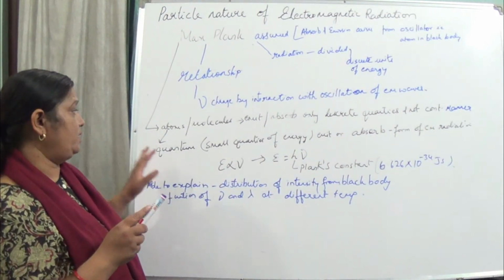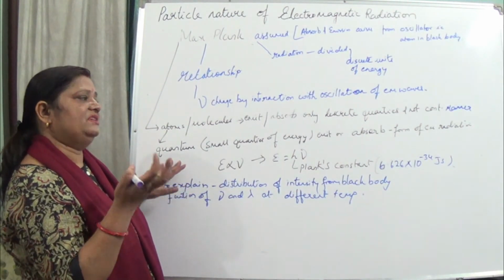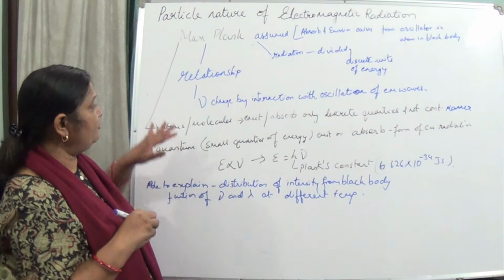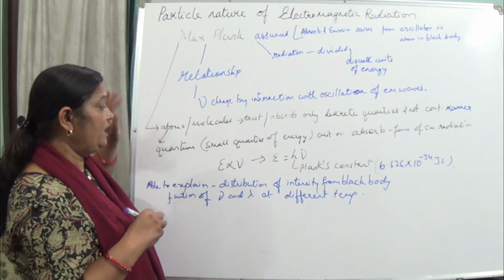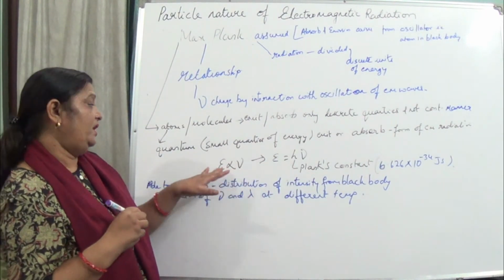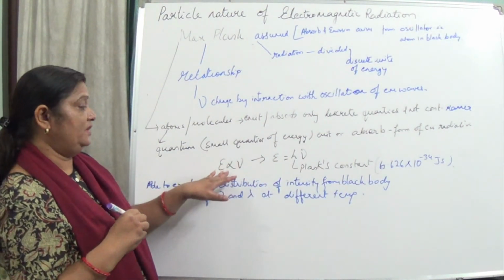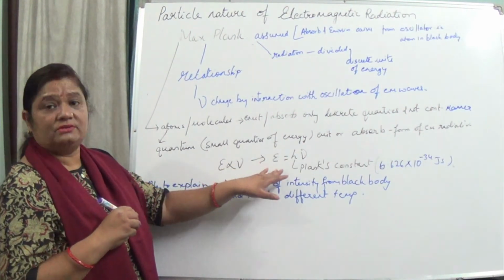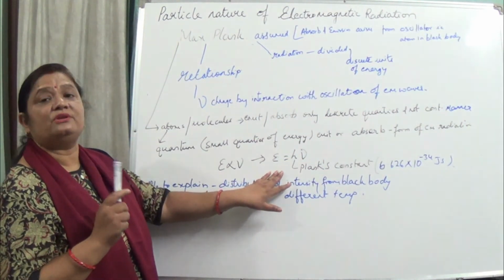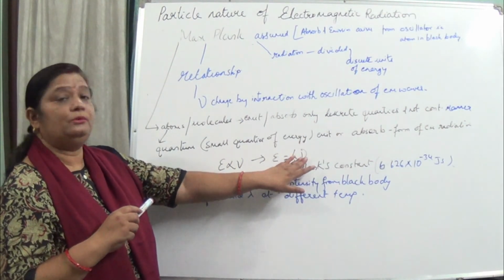And he named it quantum. Quantum means small quantities of energy emitted or absorbed from the electromagnetic radiation. From here we can derive the relationship that energy is directly proportional to frequency. If frequency is more, energy will be more. To remove the proportionality sign, we use a constant, Planck's constant, whose value is 6.626 into 10 to the power minus 34 joule second, into the frequency.